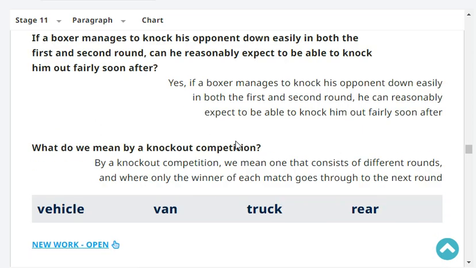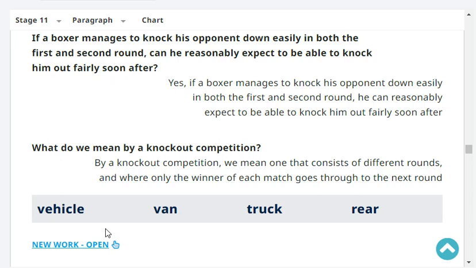What do we mean by a knockout competition? By a knockout competition, we mean one that consists of different rounds and where only the winner of each match goes through to the next round. Very good. One more. Okay.